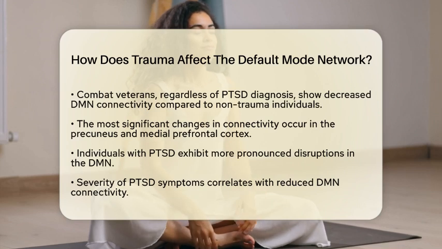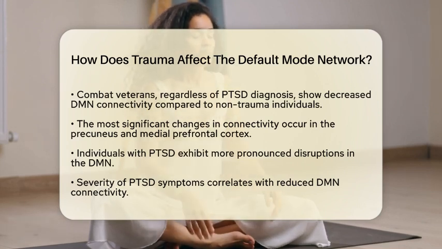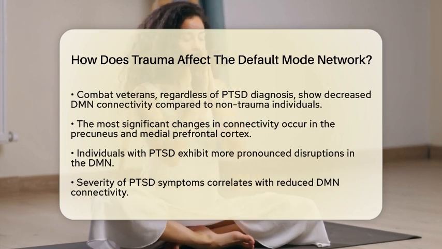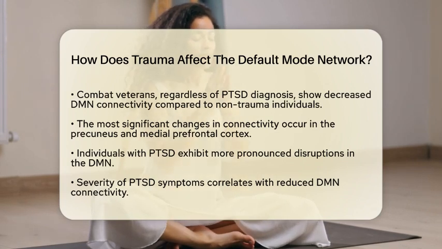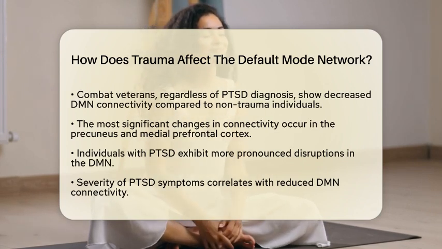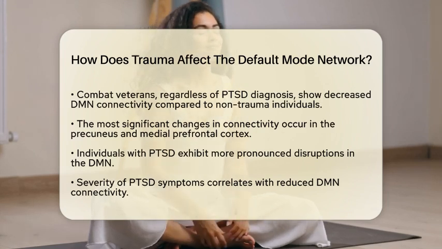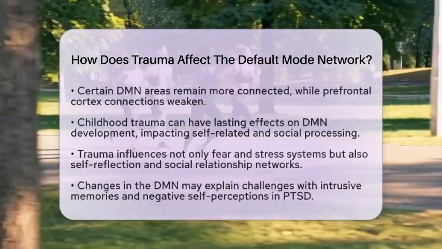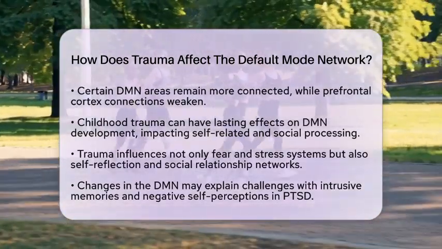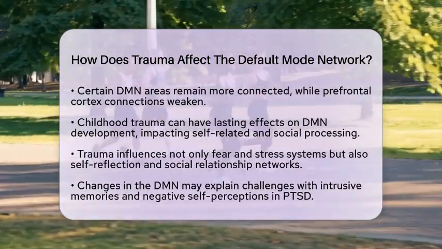Interestingly, certain areas within the DMN, particularly in the posterior regions like the precuneus and posterior cingulate cortex, may remain more connected, while connections involving the prefrontal cortex tend to weaken. This pattern may contribute to cognitive and emotional symptoms associated with PTSD, such as difficulties with self-reflection, emotional regulation, and social interactions.